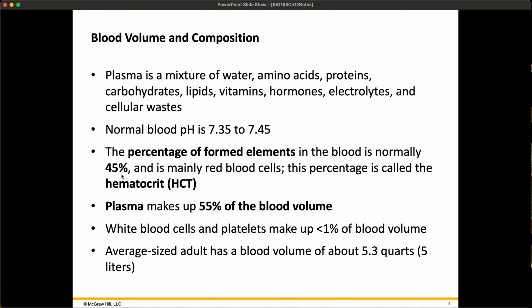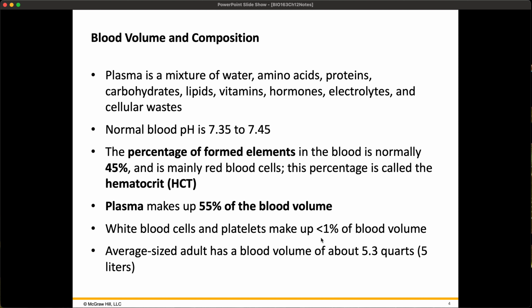All right, so the percentage of formed elements in the blood is normally about 45%, like we were saying, between your red blood cells, white blood cells, and platelets. It's about 45%. That's called your hematocrit. Okay, so your HCT. So you might hear people talk about the hematocrit within the blood, and that's just talking about mainly the red blood cells. And I believe clinical hematocrit is specifically referring to the red blood cells. If you just say hematocrit, it's technically supposed to mean red, white, and platelets, but most of that is going to be your red blood cells.